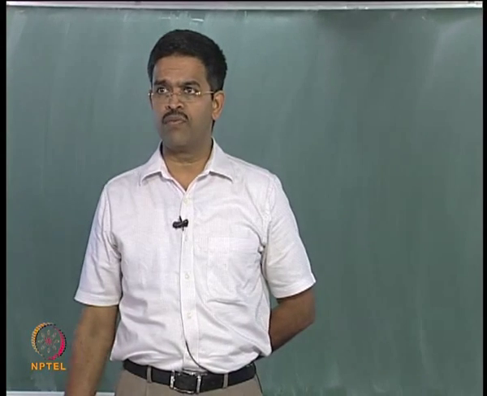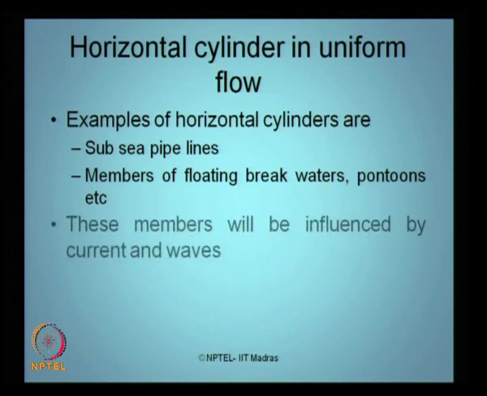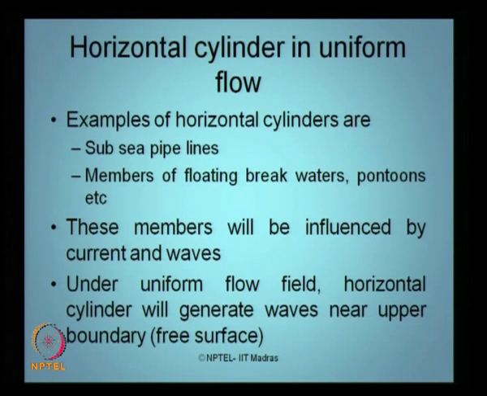Let us first look at examples of horizontal cylinders kept in seawater or in marine conditions. You can have subsea pipelines, and members of floating breakwaters, pontoons, etc., which are all horizontal members. For example, a TLP has vertical columns as well as horizontal members, and the horizontal members are called pontoons. These members are generally influenced by the presence of wave and current, and under a uniform flow field, the horizontal cylinder will generate waves near the upper boundary only, near the free surface. As it goes deeper and deeper, the effect will not be there if the cylinder is horizontally placed.